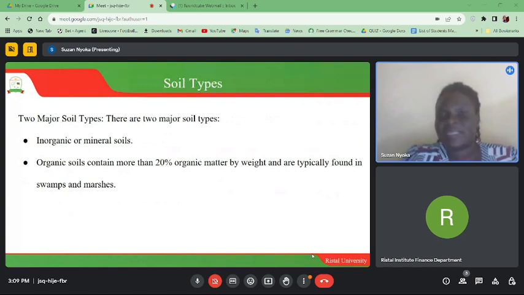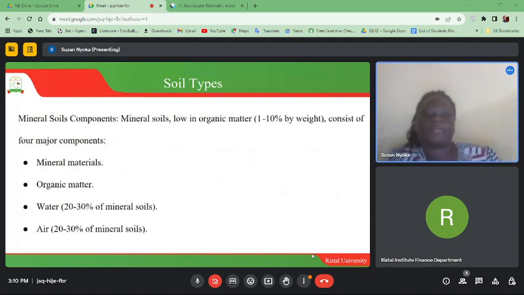Organic soils contain 20% organic matter by weight and are typically found in swamps and marshes. Mineral soil components. Mineral soils are low in organic matter, let's say around 1 to 10% by weight, and consist of four major components. We have the mineral materials, we have the organic matter, we have water around 20 to 30%, and air around 20 to 30%.